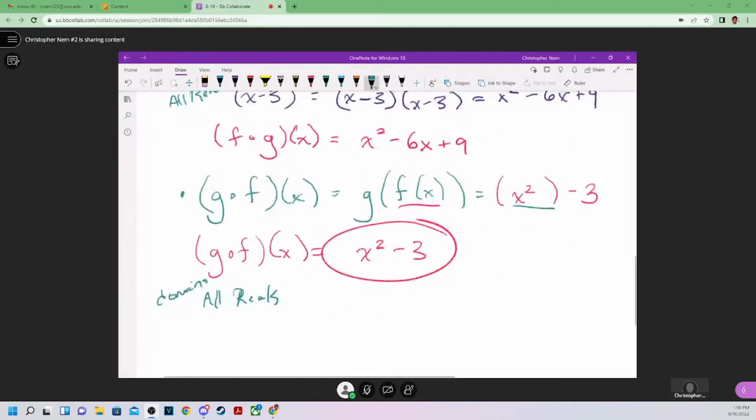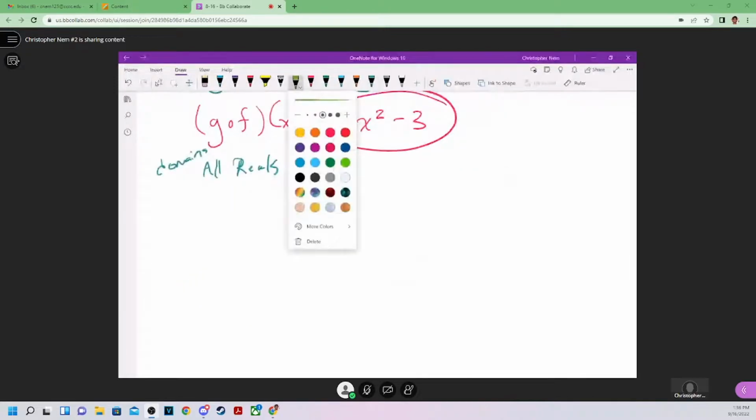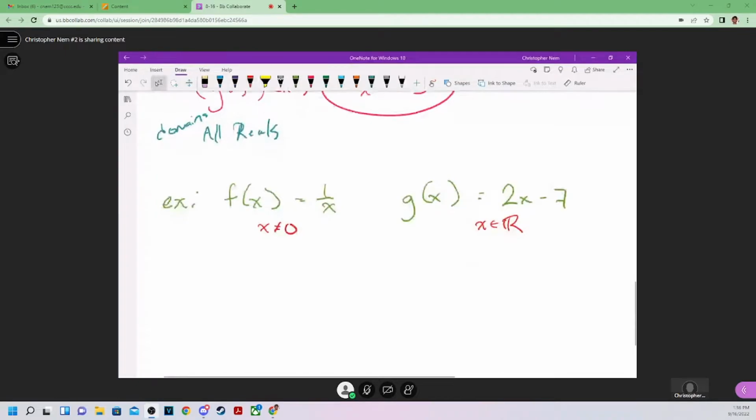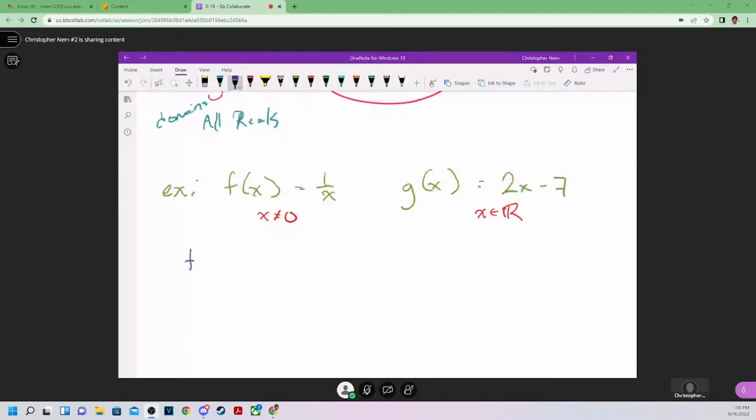Now let's try a tricky one. Example. This is another tricky one right here. I like this one a lot. What if instead I wanted to do f of x equals 1 over x and g of x equals 2x minus 7? Well, the domain for the first one is x does not equal 0. The domain for the second one is x is all reals. Alright. So now we got to decide what our domain is for, let's say, f of g of x. Let's do that.